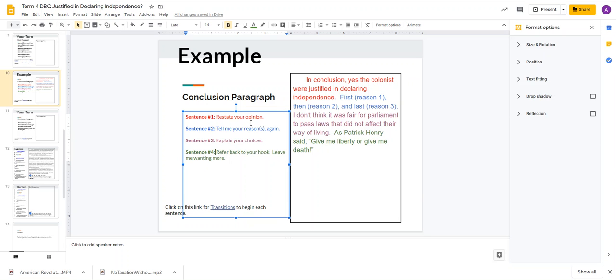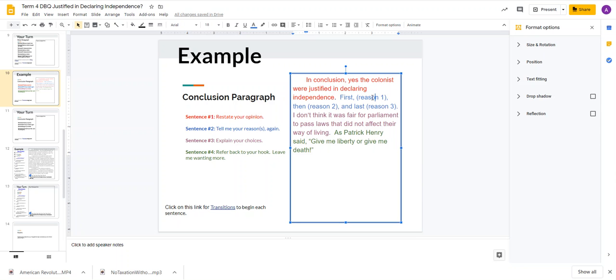So let's go back to sentence 1, restating your opinion. Our opinion is, in conclusion, look at that nice transition here. Look again, there's a transition helper down here. In conclusion, yes, the colonists were justified in declaring independence. Did I restate my answer? I sure did. Did I use the exact same sentence as in my first paragraph? No, I used a different transition, but it's the same thing. First, that's a nice transition. I would give my reason one. Reason one is that colonists had to share their homes with British soldiers.